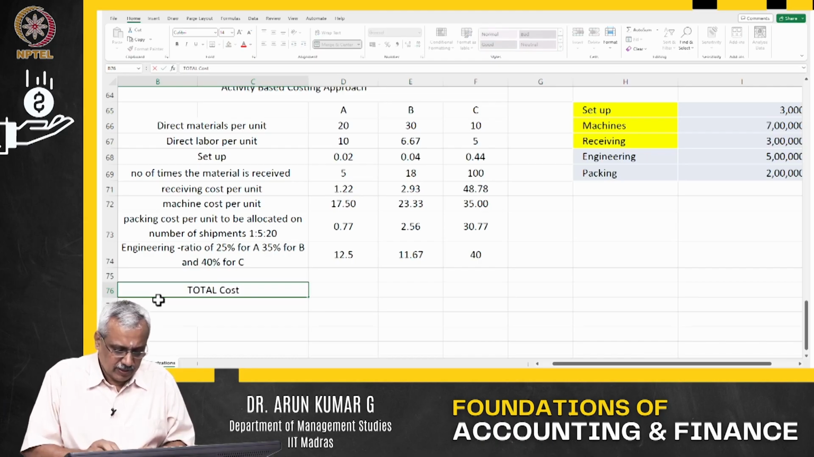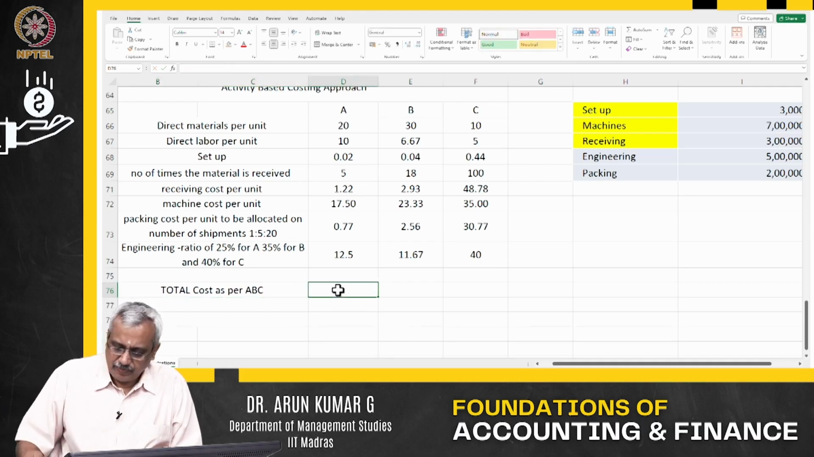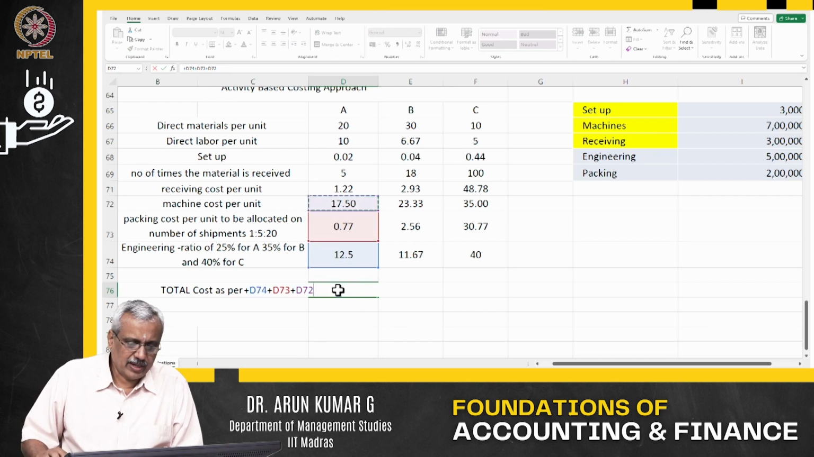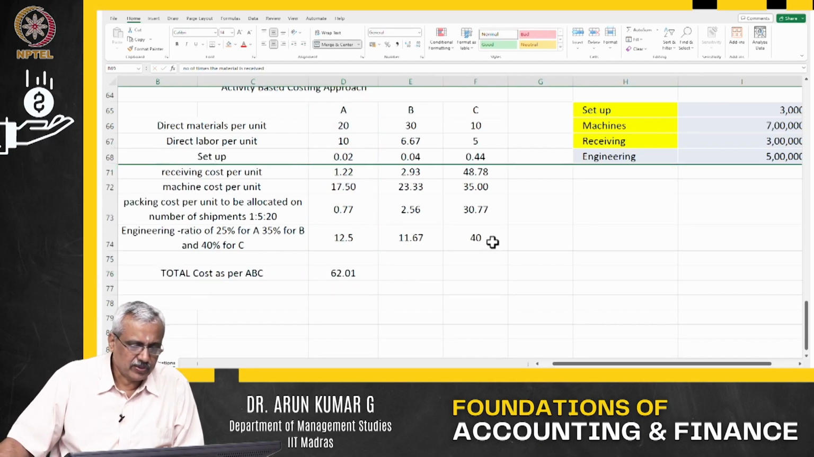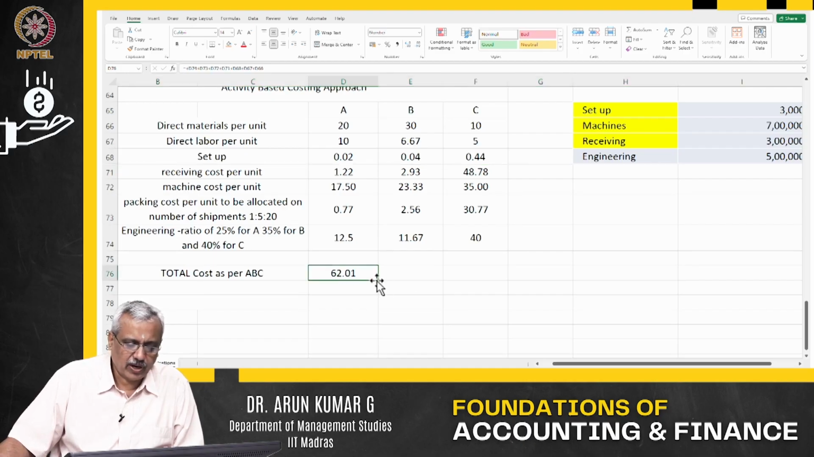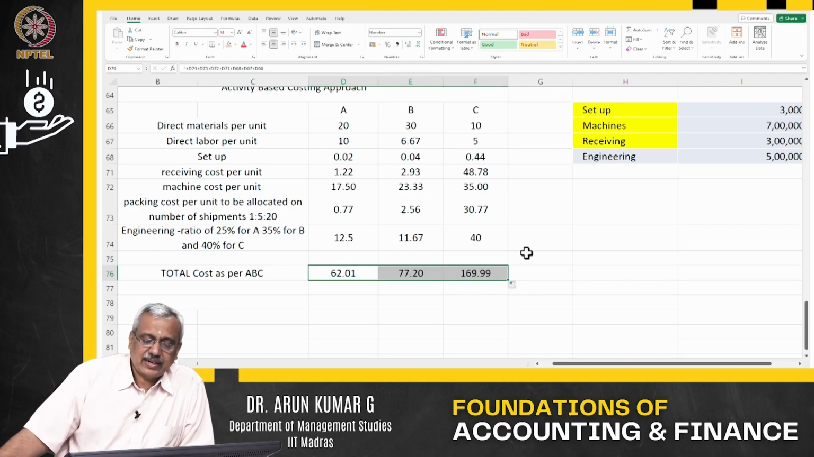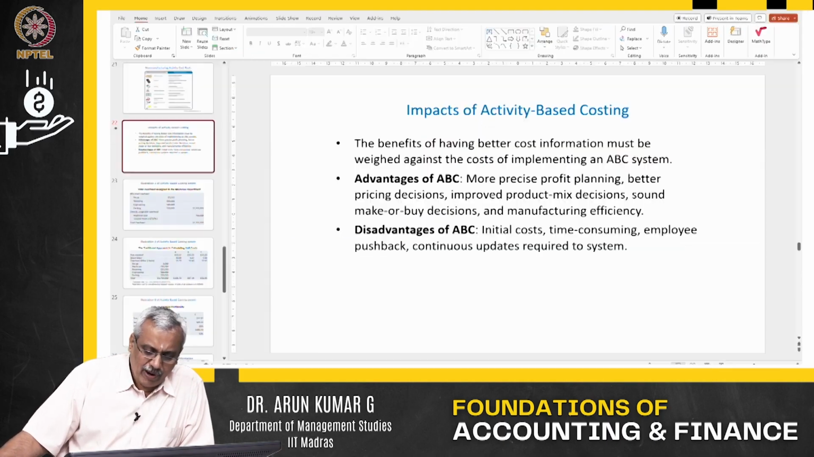Total cost as per ABC is my engineering cost plus my packing cost plus my machine cost plus my receiving cost plus my setup cost plus my direct labor and my direct materials per unit. I am going to hide this also slightly so it looks better. So it is about 62.01 for A, 77 for product B, and 169.99 for product C. Let me go back to my slides.